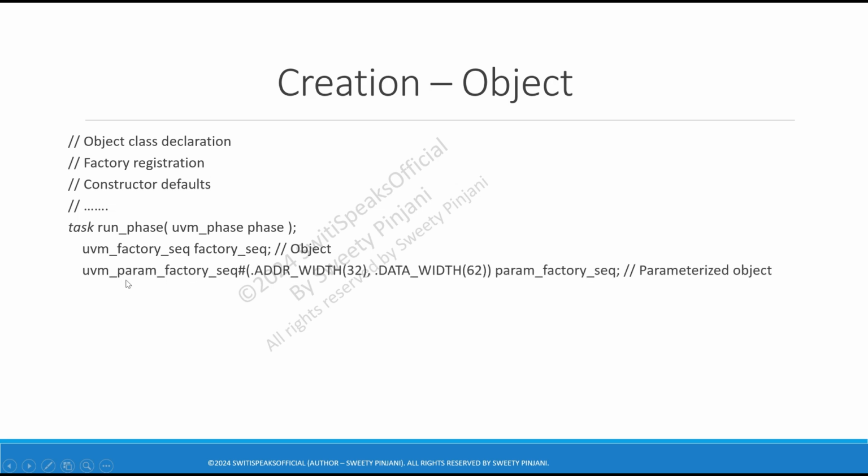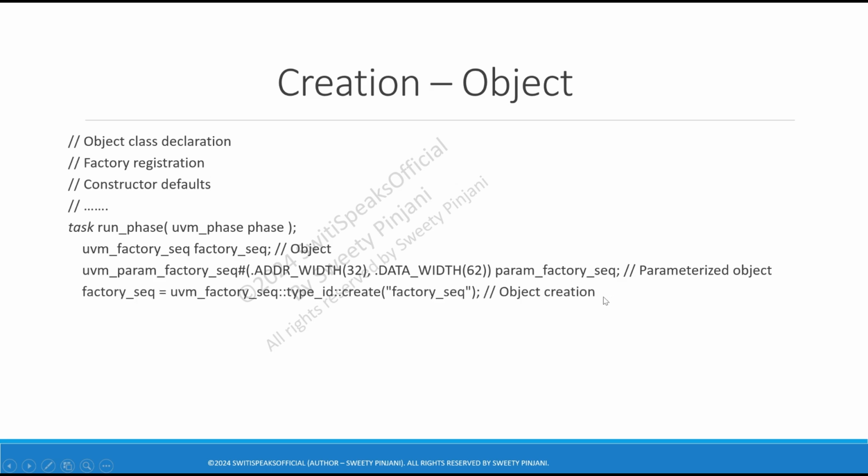This is the object. And if you want, you can also have a parameterized object. Here, UVM param factory sequence. This one is a parameterized object which is having address width and data width. Whatever address and data width you want to give, it's your wish. And then you have a param factory sequence. This is the name of your parameterized object, and this is the name of your object. Factory sequence is the object, and the parameterized object name is param factory sequence.